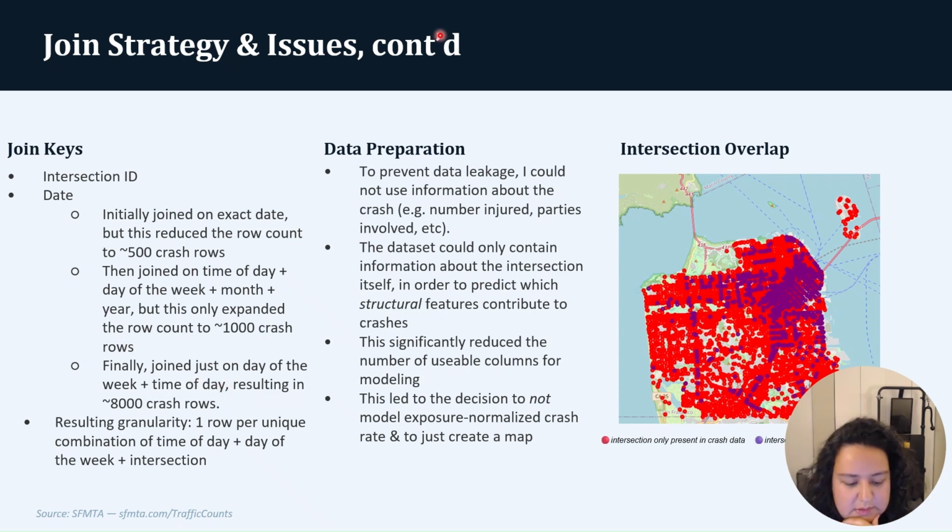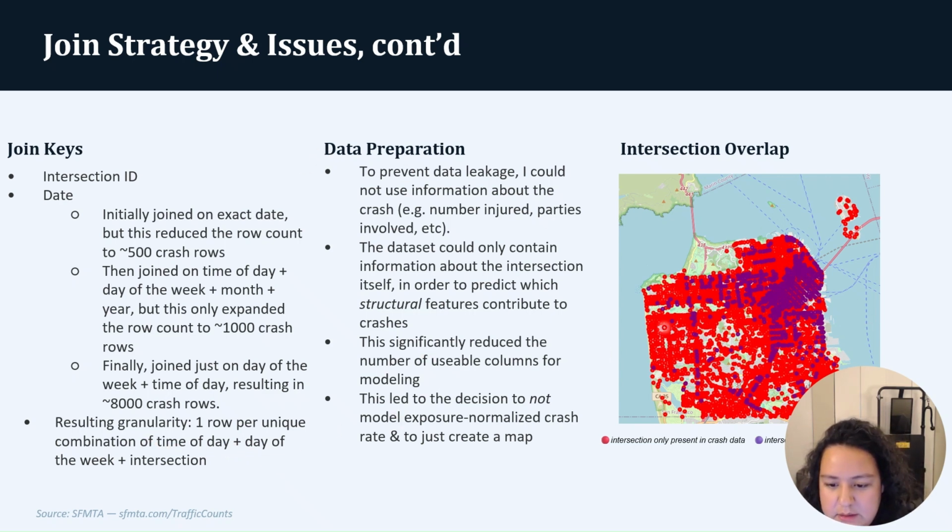Methodologically, this is not the most sound. Of course, exact date is really the best way to go about it, but there just wasn't enough data volume. So the resulting granularity of this data set was 1 row per unique combination of time of day and day of the week and intersection.